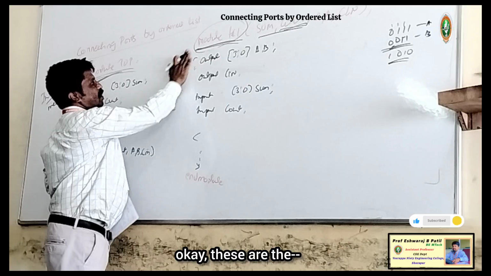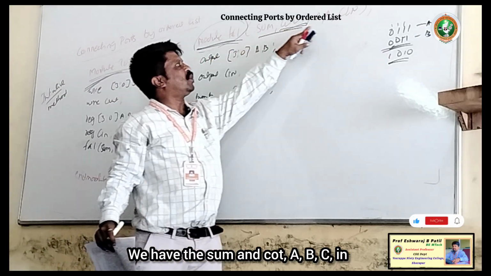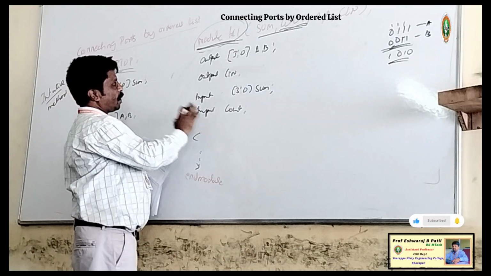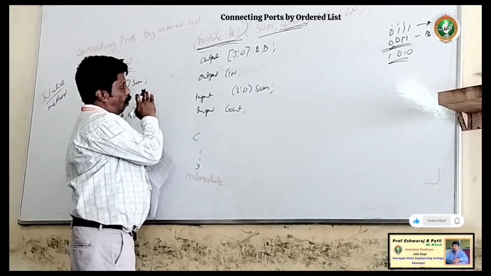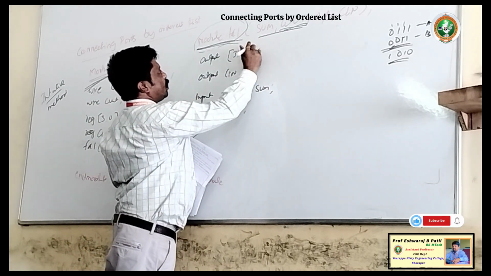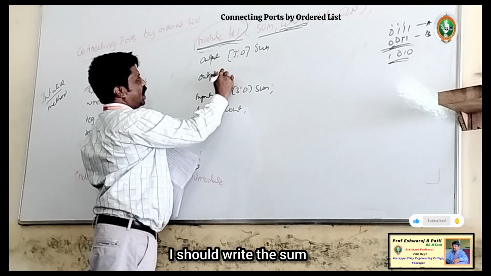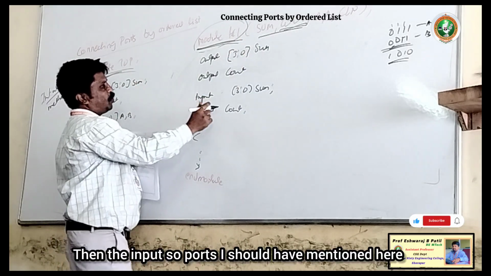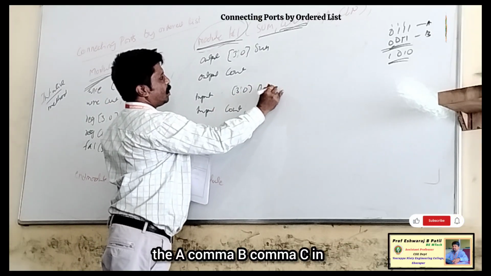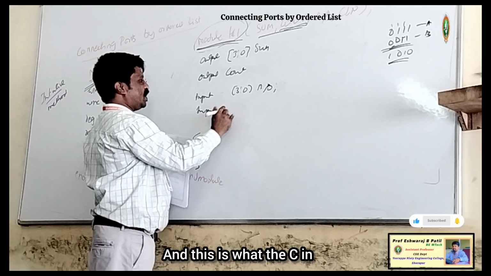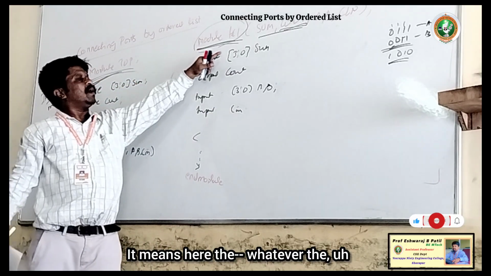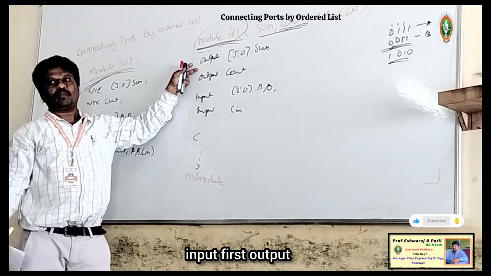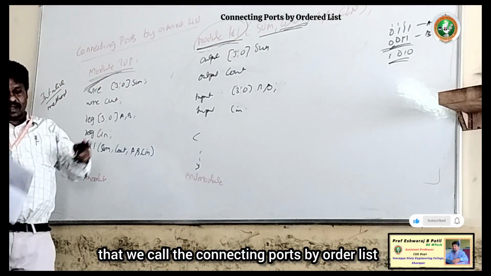Here in the module definition we have the sum and COT, A, B, Cin. I should write the sum here, and the COT. First I have to mention the output ports, then the input ports, A comma B comma Cin. It means whatever the port list order is, only that I should write. First output, then input. That we call connecting ports by order list.